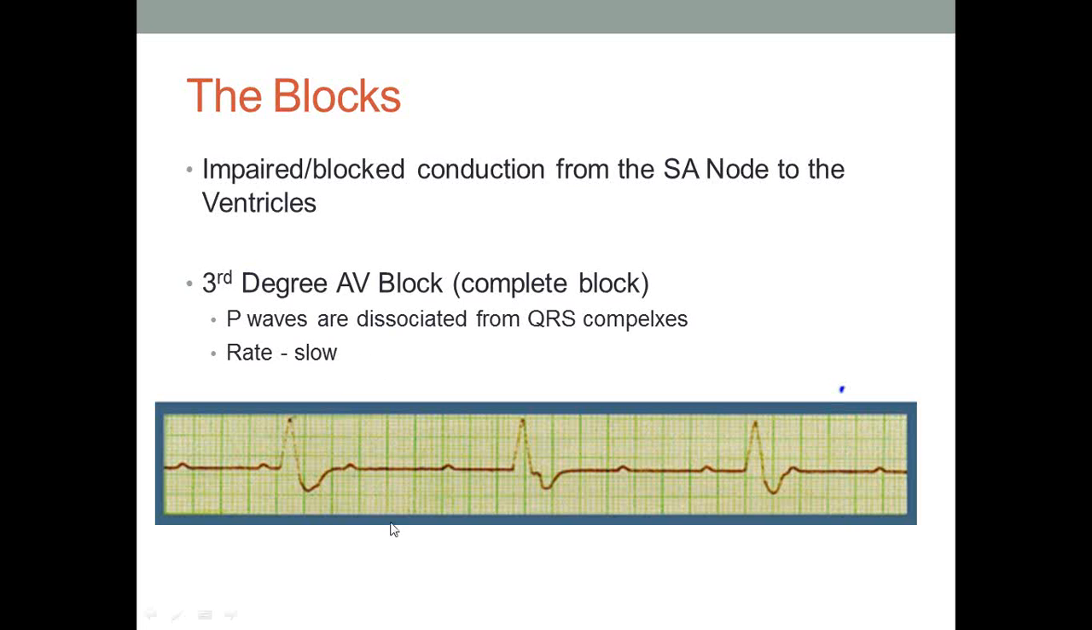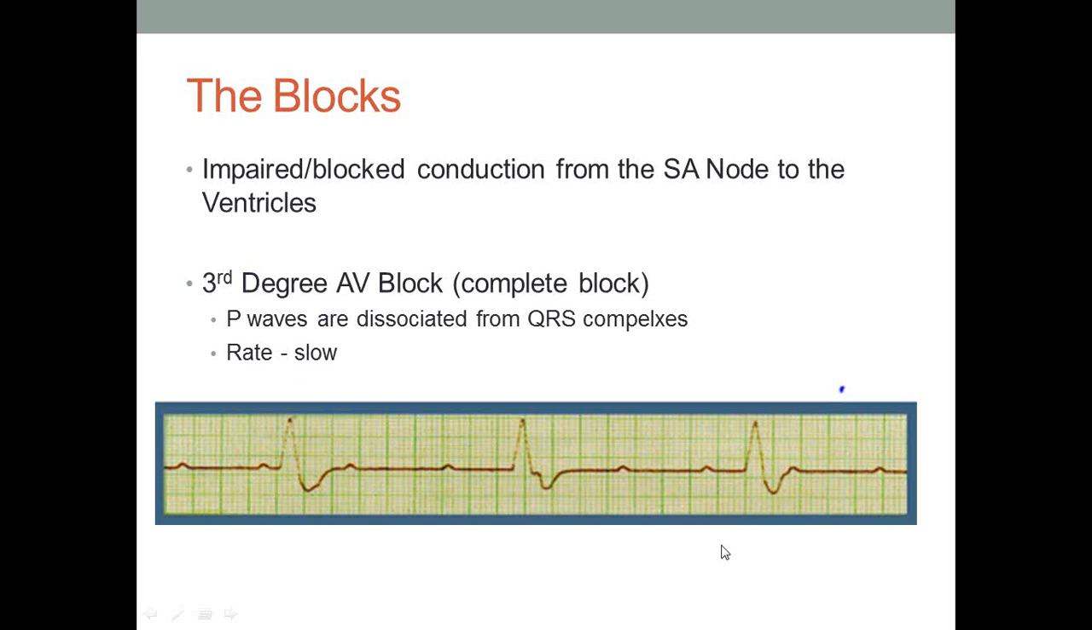Okay, and the fourth type, or the last AV block, is called a third degree AV block. And this is where the P waves are completely dissociated from the QRS complexes. Okay, the rate is generally slow, and you'll notice that your QRS complexes are usually wide. So let's track our P waves. So our P waves are regular. So the P waves are happening at regular intervals here, but they're completely dissociated from your QRS complexes.